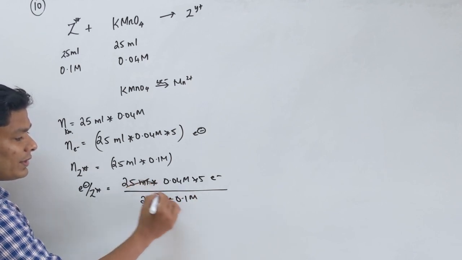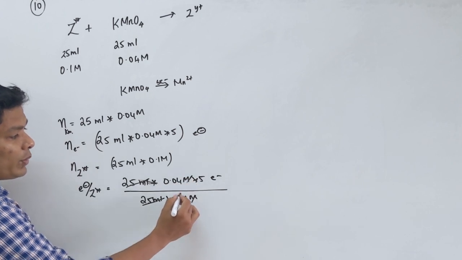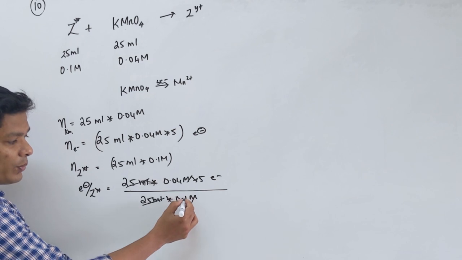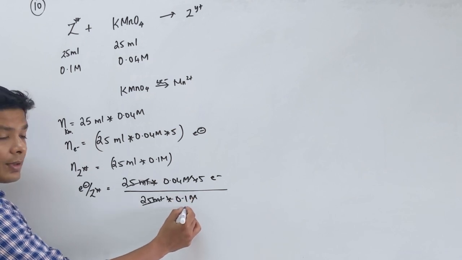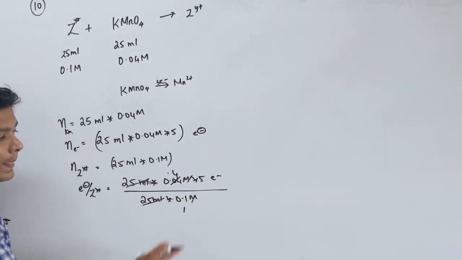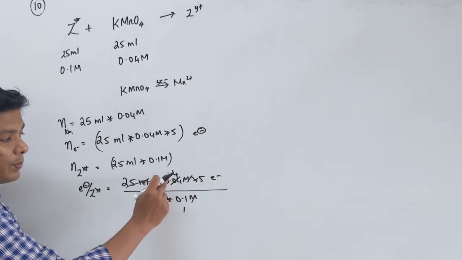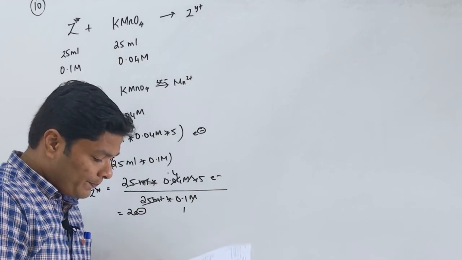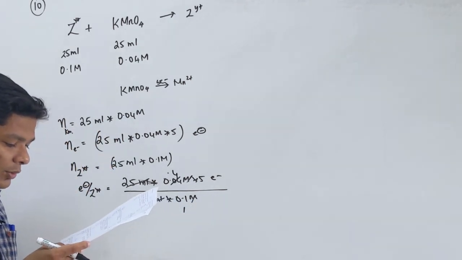Now the molarity goes away, 0.1 and 0.04. I'll do it in steps if you want. We can take 0.1 as 1 and 0.04 as 0.4. 5 times 4 is 20, so 5 times 0.4 is 2 electrons. So it's a 2 electron process. Now look into which one is a 2 electron process here.